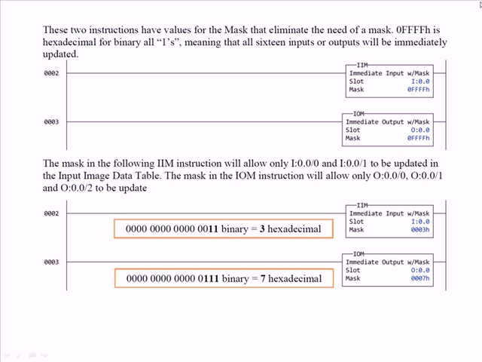There are two instructions that we haven't talked about yet, and these fall into the same category with interrupts and with high-speed counters, looking to have an effect on outputs or to read inputs more immediately. And these are the immediate input with mask and immediate output with mask. These two instructions have values for the mask that eliminate the need of a mask.